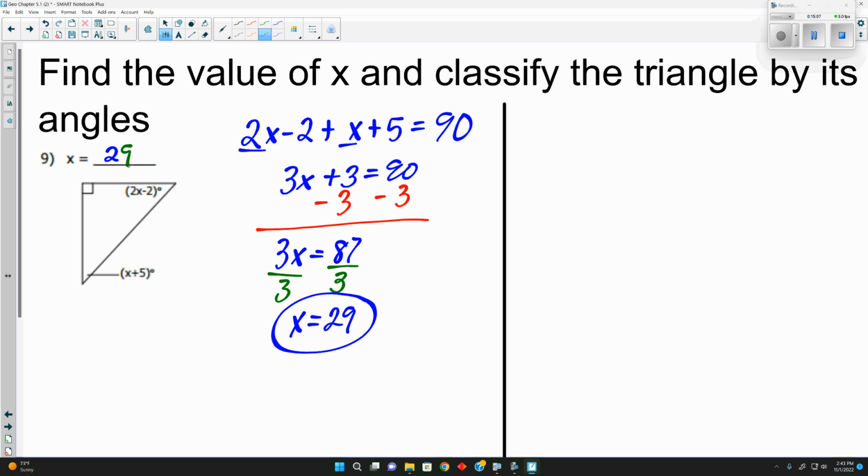Because we need to classify it by its angles, yes? What's one of the angles that we knew from the beginning? So what is it? So this is a right triangle. Now, part of the reason we knew it's a right triangle, because we can define it as a right triangle if it has how many right angles? Do we already know it has one? So it's a right triangle.